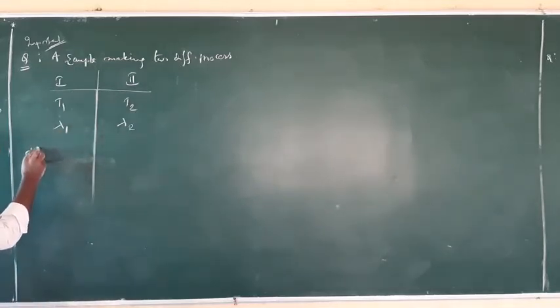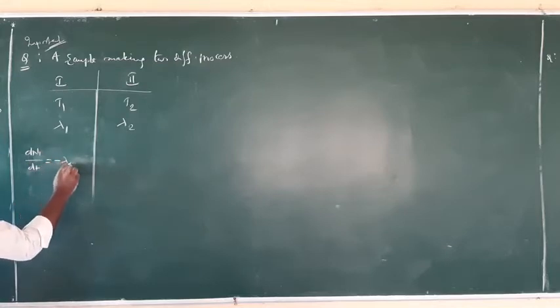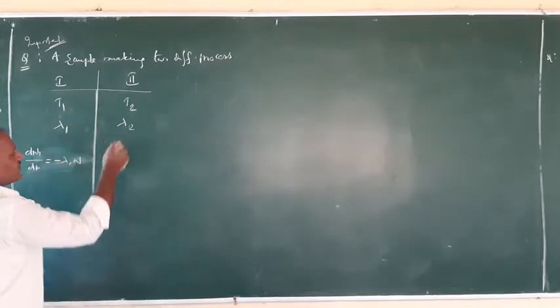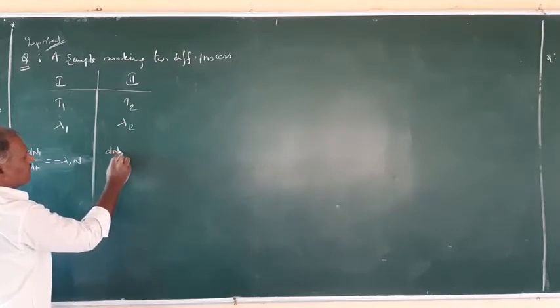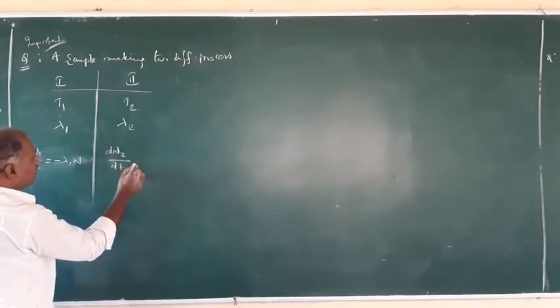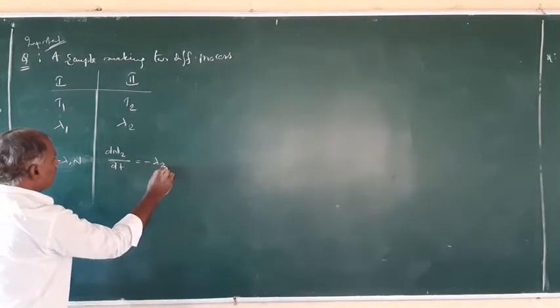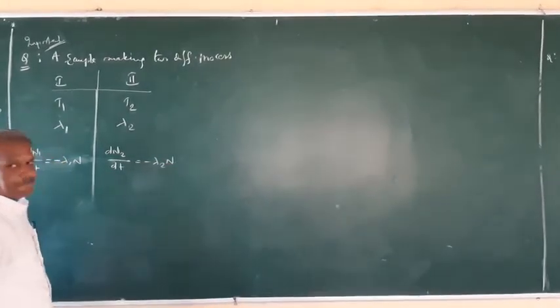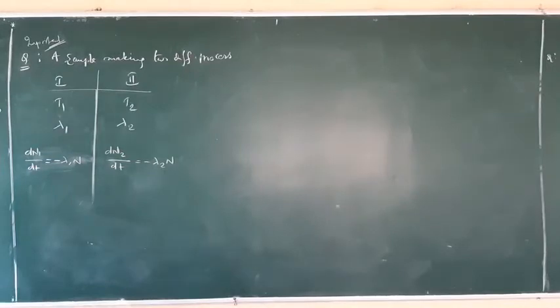So dN1/dt is equal to minus lambda 1 into N. Similarly, for the second process also, the rate of disintegration is given by dN2/dt is equal to minus lambda 2 into N only. Right? So this is what you can observe here.